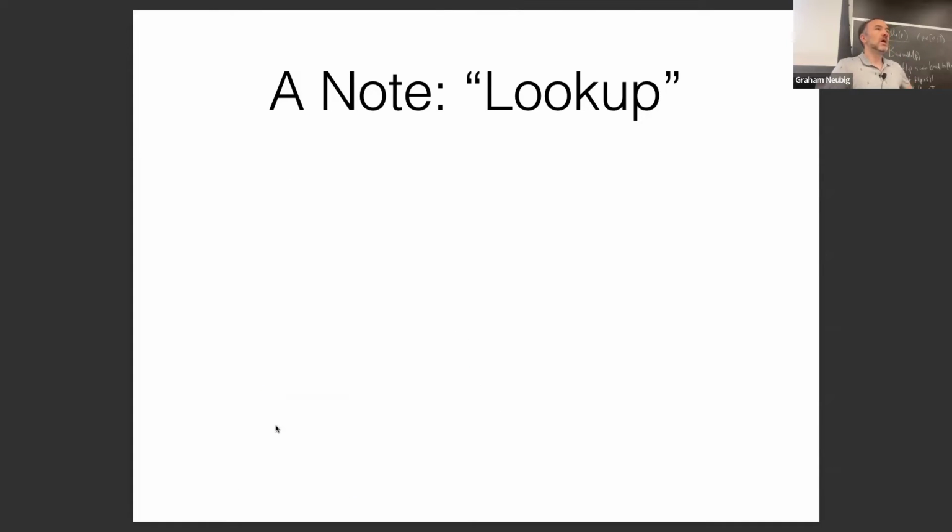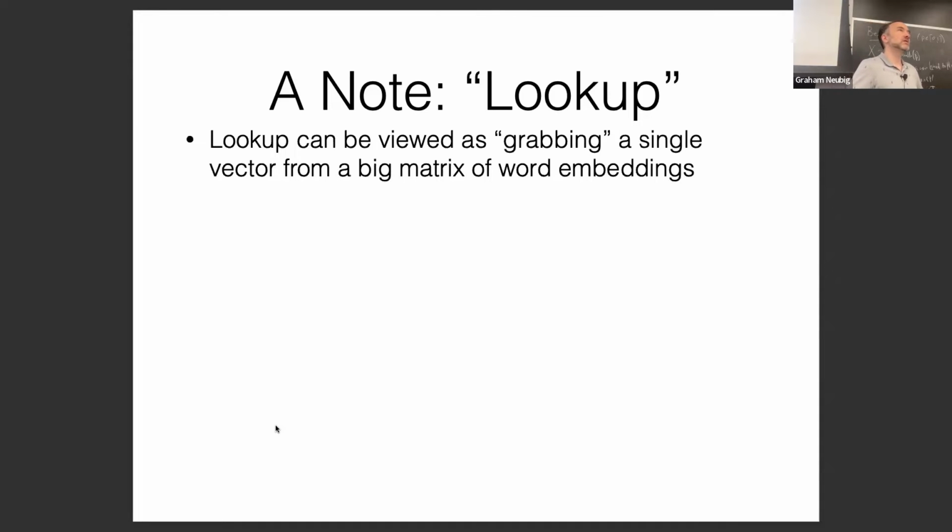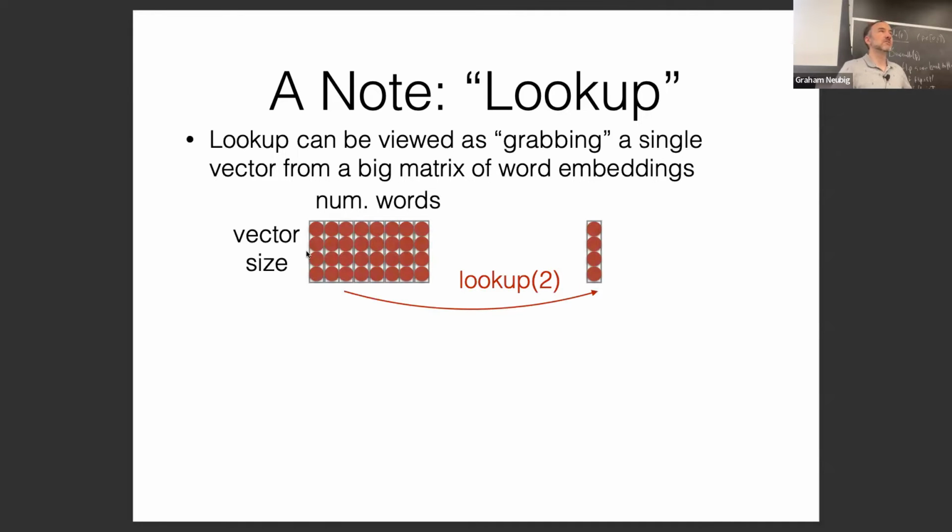Cool. I'd like to give a note about when I say look up a vector. So what does looking up a vector mean? Basically, it means we're grabbing a single vector from a big matrix of word embeddings. We have this big matrix with columns equal to the number of words in the vocabulary, and rows equal to the size of the vector. And if we look up number 2, we might be grabbing the third vector from here and taking it out.